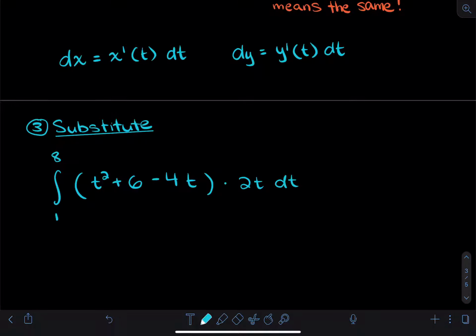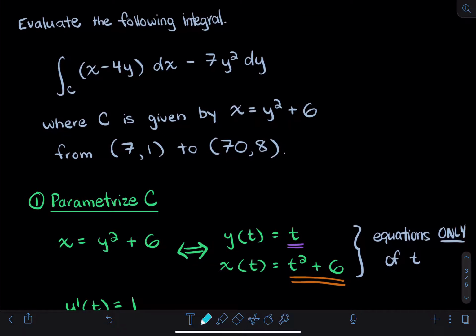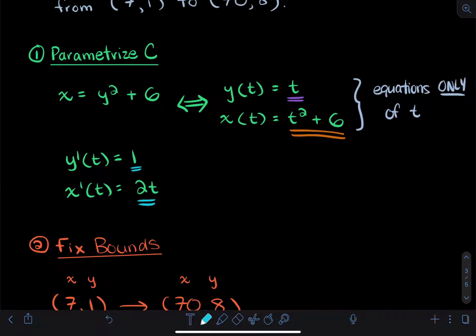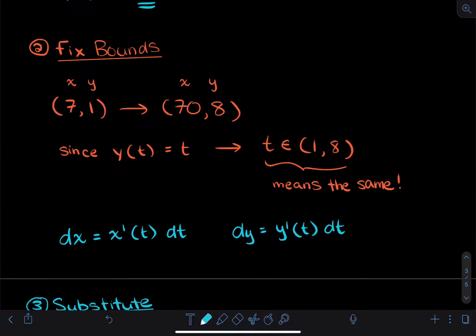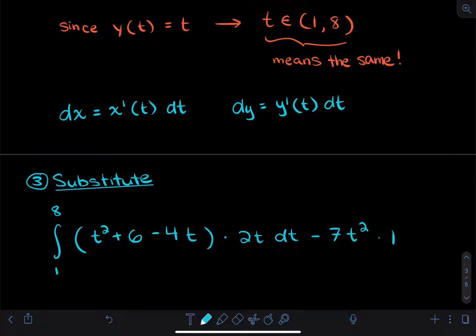Now we have another part here. We have minus 7y squared. Again, y is just t. So we'll have minus 7t squared. And finally, we have dy, which is just y prime of t dt, but y prime of t is just a 1. So it's just 1 dt, or we could have just said dt.